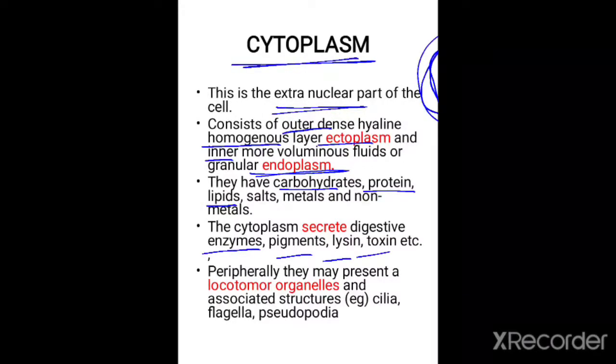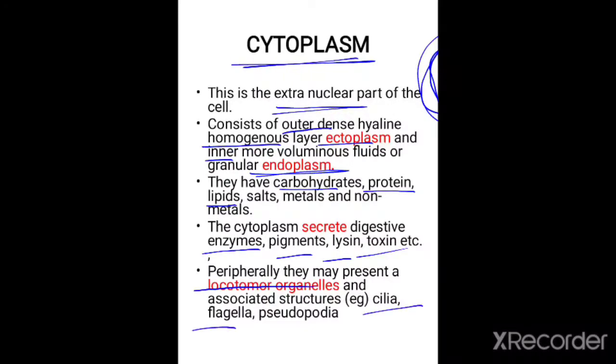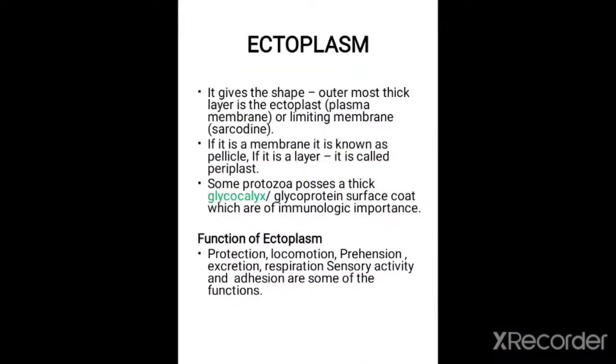Peripherally, they may present locomotor organelles and associated structures such as cilia, flagella, and pseudopodia. Now let us come to the ectoplasm part of the cytoplasm. This gives the shape, and the outermost thick layer is the ectoplast, that is, the plasma membrane or limiting membrane.